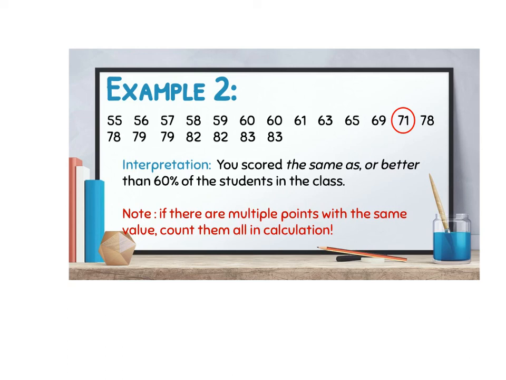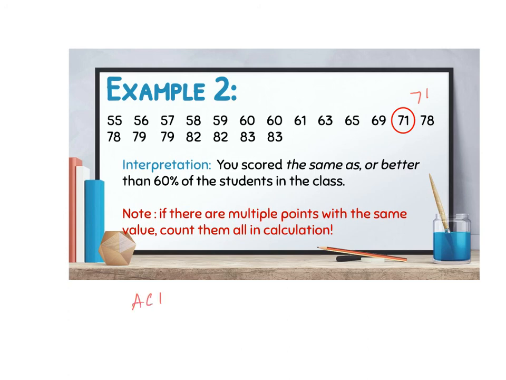Okay. Special note, if there are multiple points with the same value, you'd count them all in the calculation. So if there had been another 71 in this problem, I would have counted both of them, okay, if I'm looking for the percentile rank of 71. So if there's multiple values of the value you're looking for, you need to count them all in your calculation, okay? But this would be another great way to compare things.